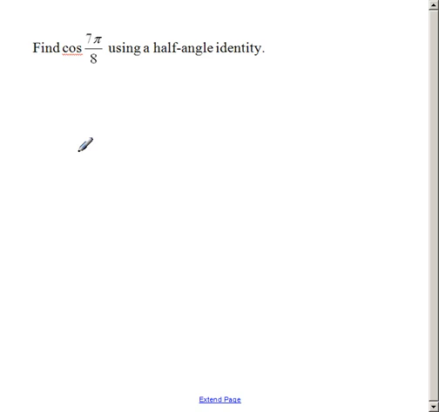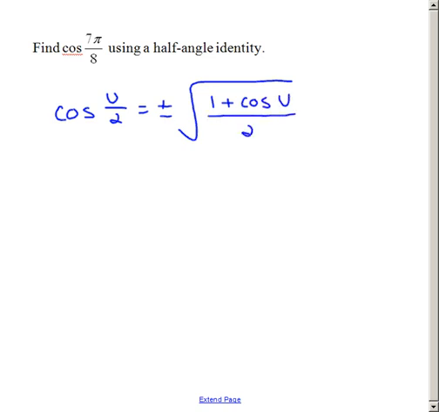The formula for finding the cosine of a half angle is cosine of u over 2 equals plus or minus the square root of 1 plus cosine of u all over 2. U over 2 represents, in this case, the given angle. We'll have 7 pi over 8. U would be double that angle. And we'll get to that in a second.